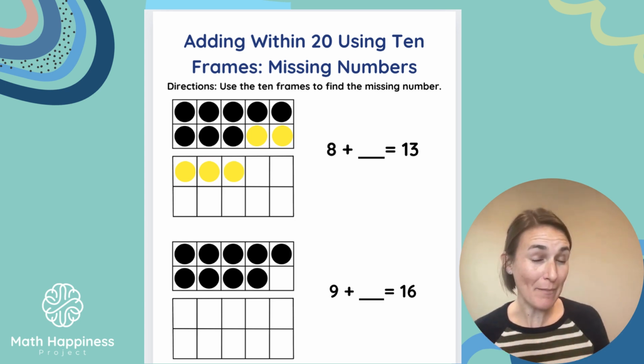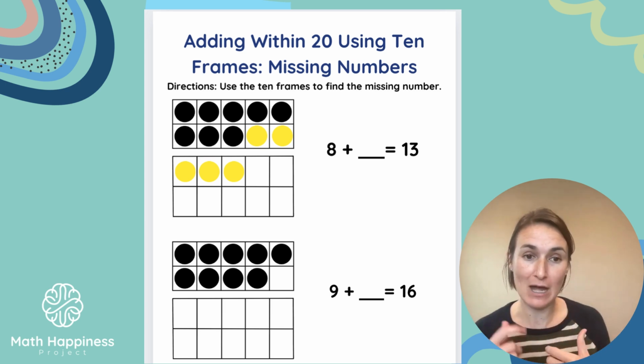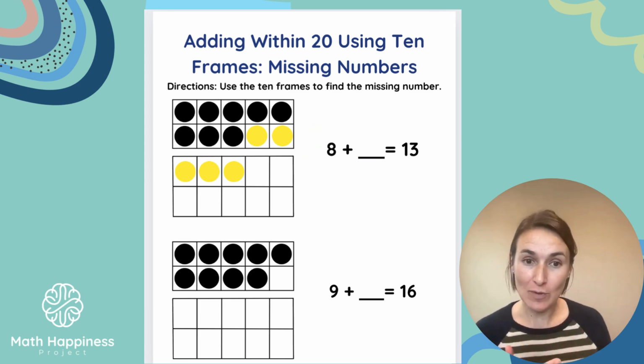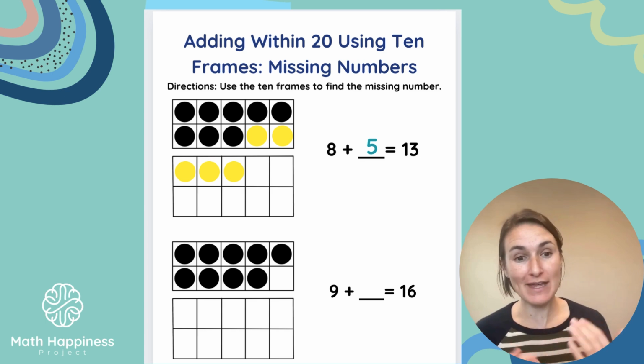If I don't know how many I've added, I can go back and count individually. Some children might need to go back and count 1, 2, 3, 4, 5. Some might notice I put 2 in the other 10 frame and 3 in this 10 frame. That gives me 5. Either way, we're seeing 8 plus 5 gives us 13.